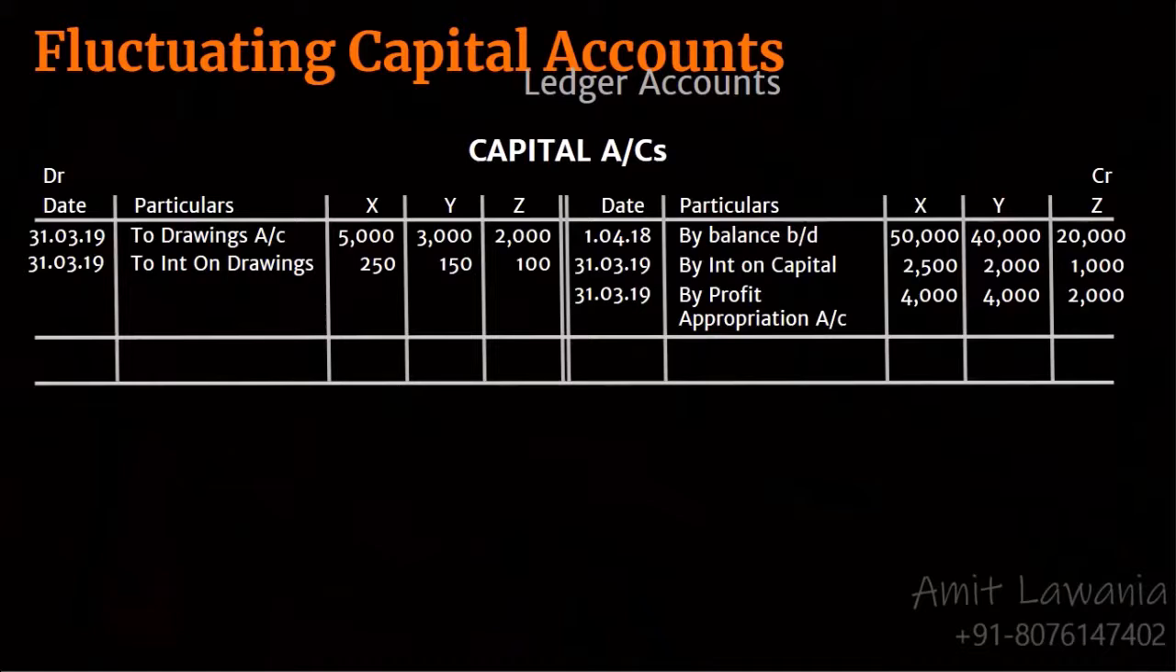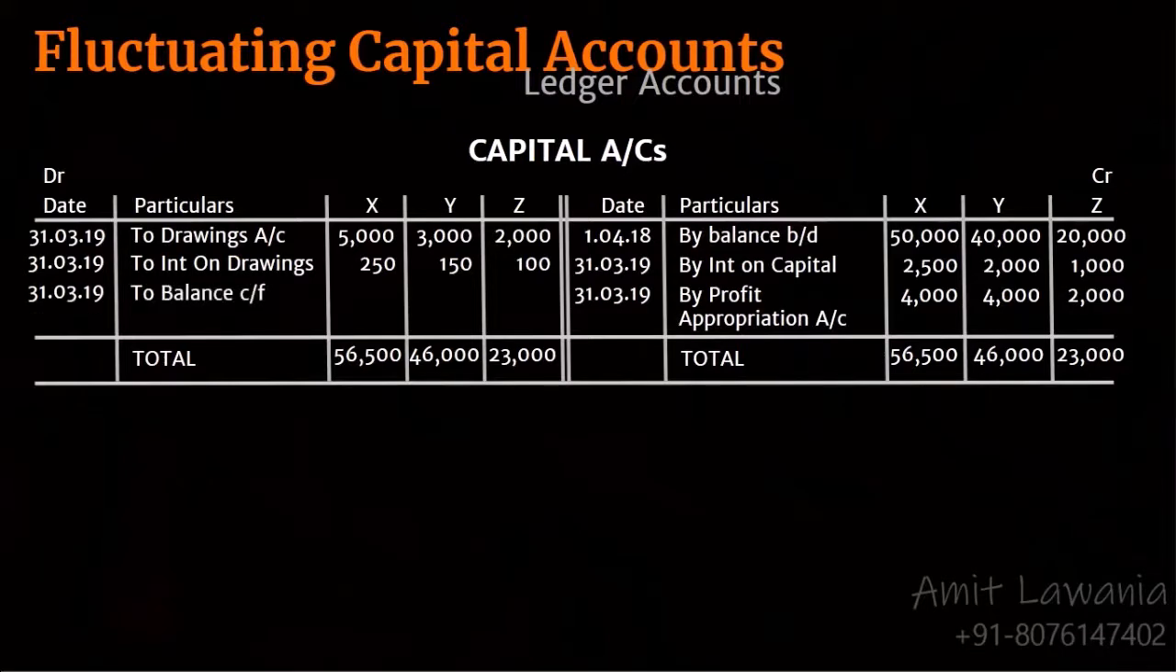Now, when all the entries have been made, we calculate the totals. Credit side first, as it is greater, with a total of 56,500 for X, rupees 46,000 for Y, and rupees 23,000 for Z. We write down the same totals on the debit side. Next, we calculate the balance amount for the debit side, which is the difference between the total of debit entries and the grand total that we have brought from the credit side.